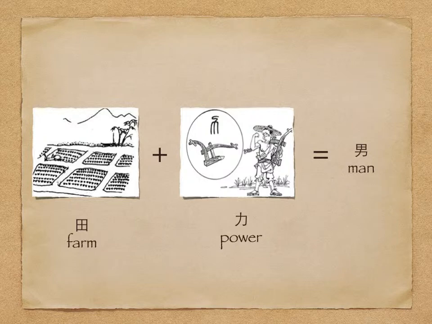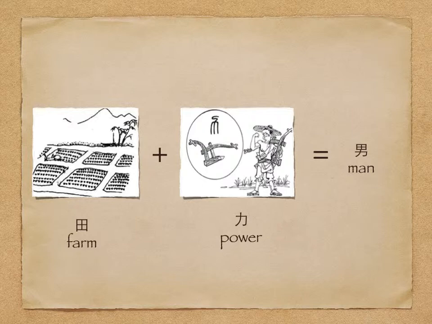Let's look at 3 interesting Chinese characters. The first one is Tian, which means farm. This character is easy to remember because it really looks like a farm. And the second word is Li, which means power. The image of this character comes from the shape of a farming tool in ancient China, called Li. This is a very heavy tool, and a person who can use it would be thought of as a powerful one. That's why this word means power.